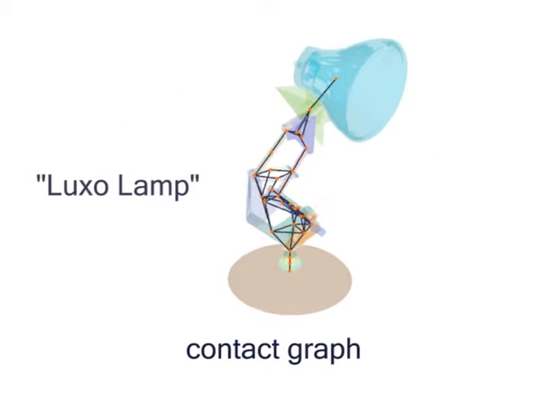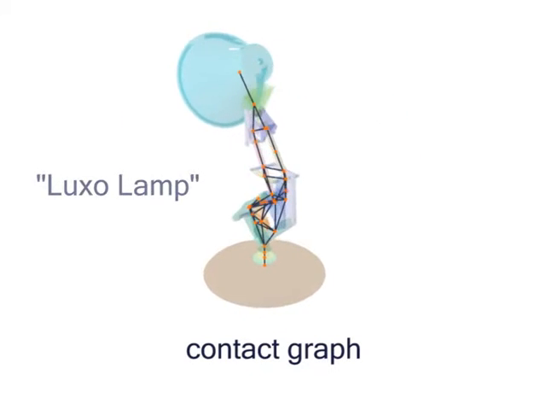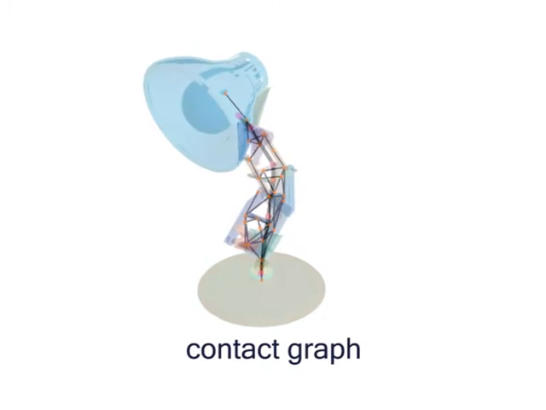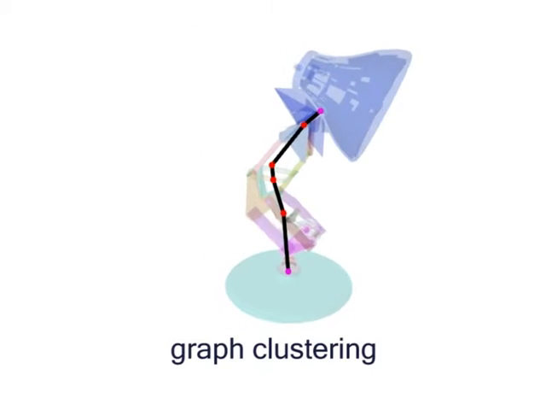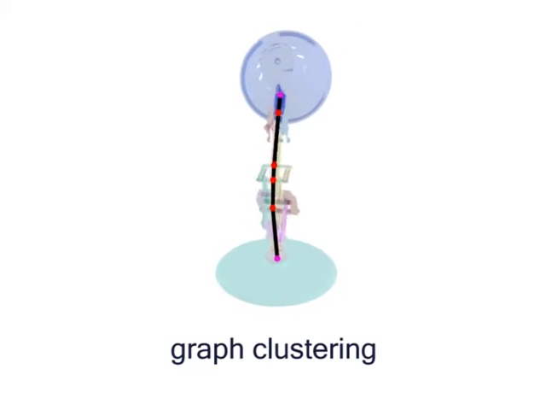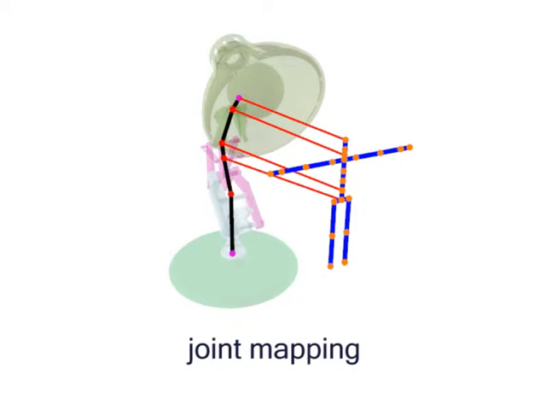This lamp example has a morphology that is quite difficult to match to a human animation skeleton. The system still finds a reasonable solution by mapping the upper part to the torso and the lower part to one of the legs.